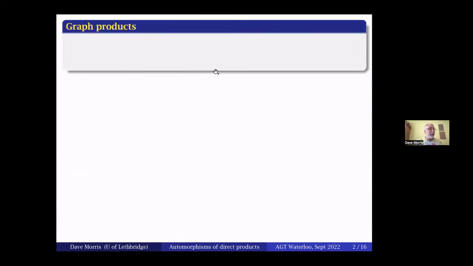Okay, I'm going to be talking about automorphisms of products of graphs. So let's just start with some background on graph products, and then I'll talk about the new material. A product of graphs is just a way of taking two graphs, maybe call them X and Y, and constructing a new graph called X times Y.